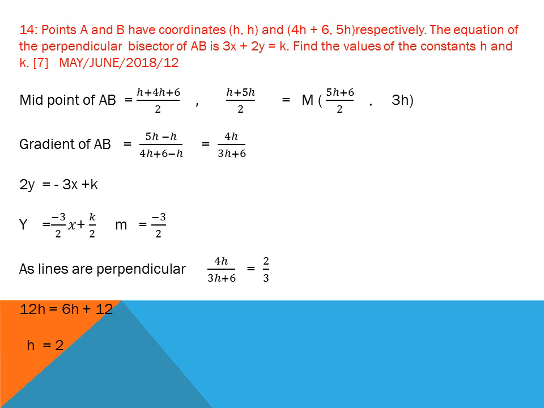In question number 14, the points A and B have the coordinates given. The equation of the perpendicular bisector of AB is given. It means line AB and the other line are perpendicular to each other. Find the values of the constants h and k.